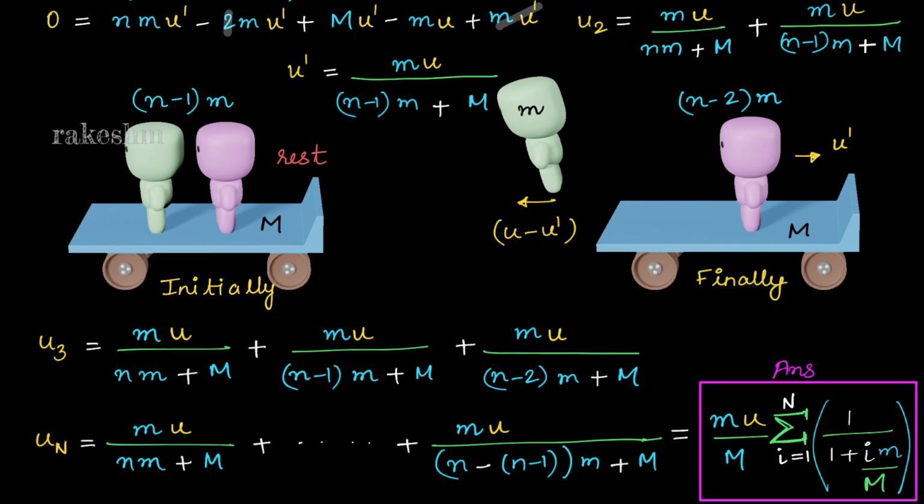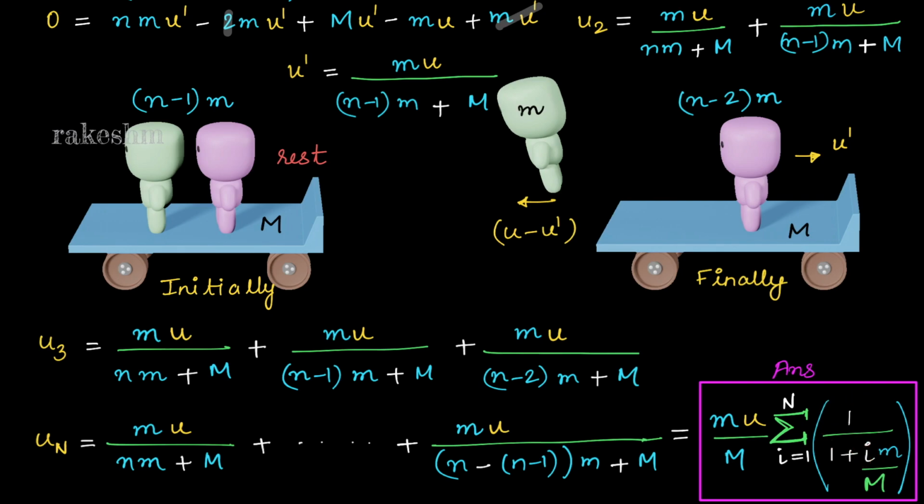Just see this term, mu divided by n minus n plus 1, right? So this is nothing but 1 small m plus capital M. The next term will be what? 2 small m plus capital M, and so on, n small m plus capital M. The same way here, i is 1, it will be m, i is 2, 2m, and so on till n times small m.